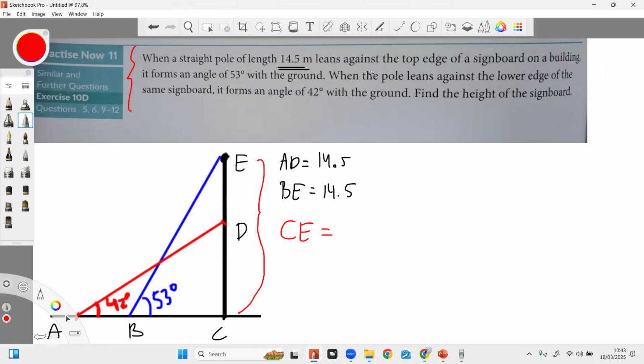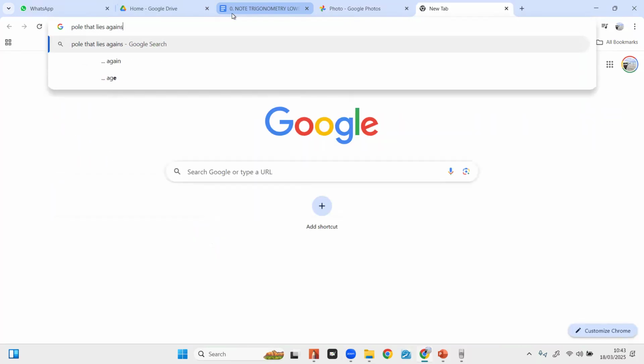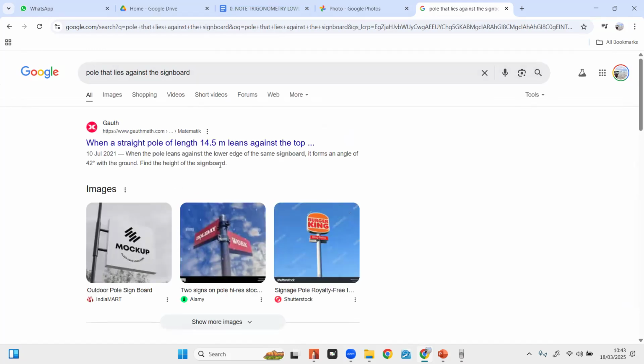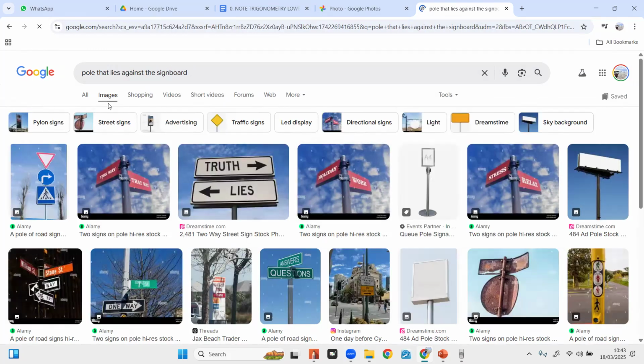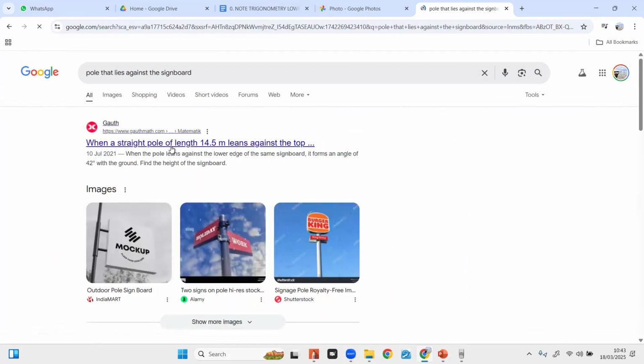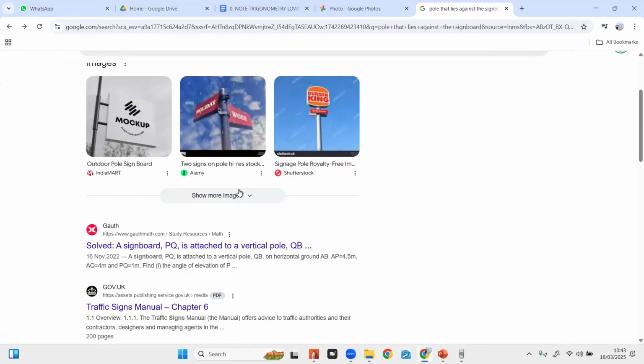Yeah, the length is unchanged. Leans against the top edge of a signboard. Let's see, yeah. Pole that lies against the signboard. Oh, we don't have any clue about it. Oh, here. Sorry? Generate the image here.